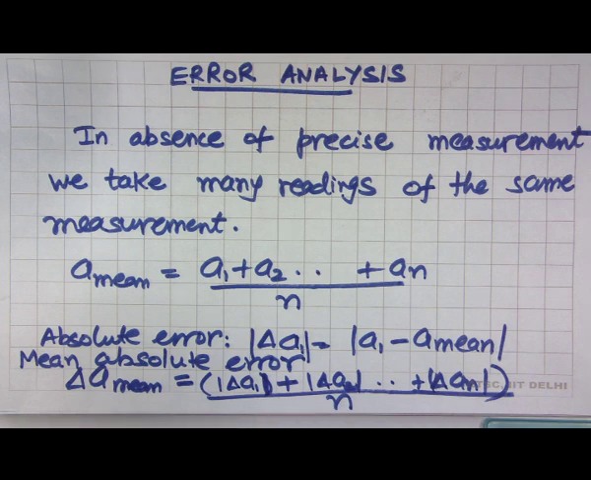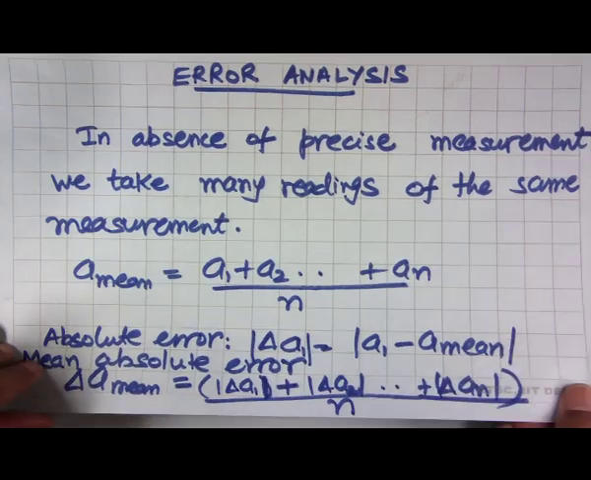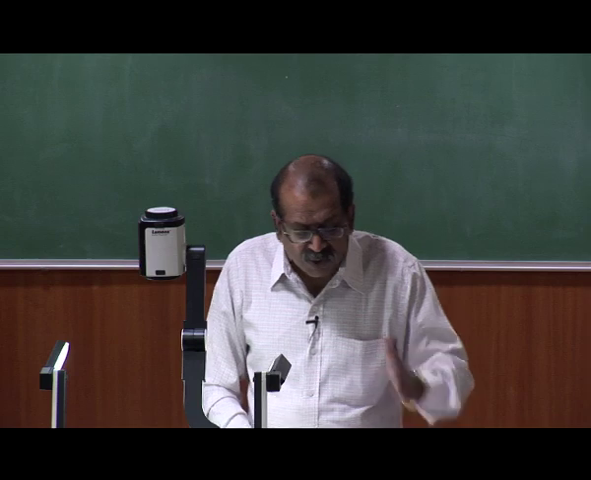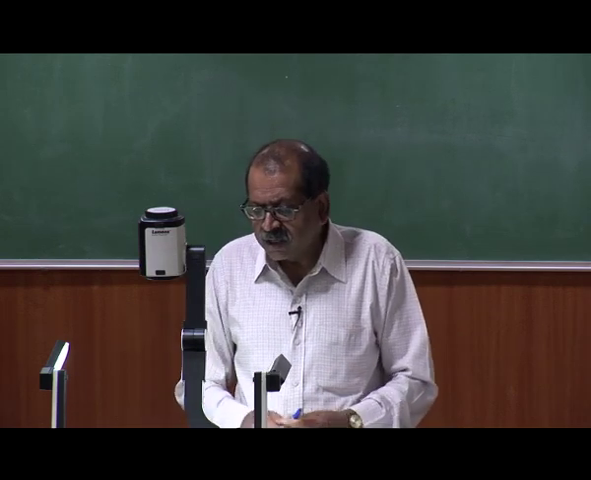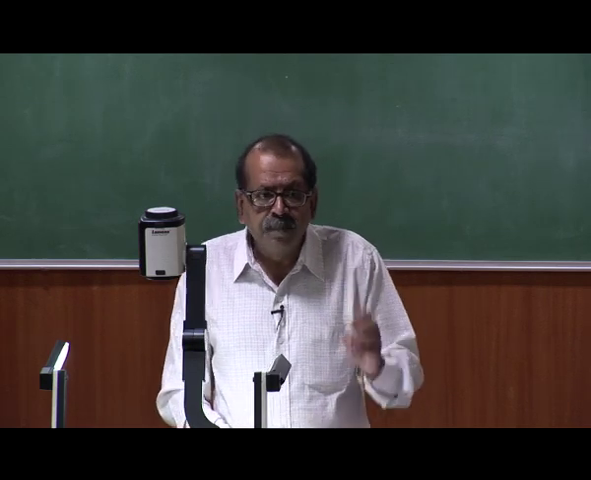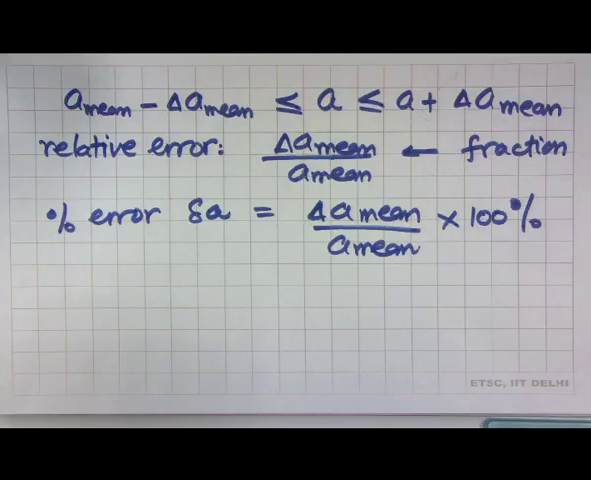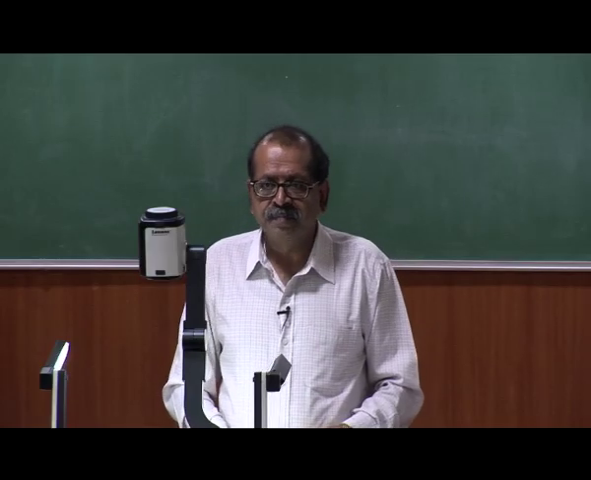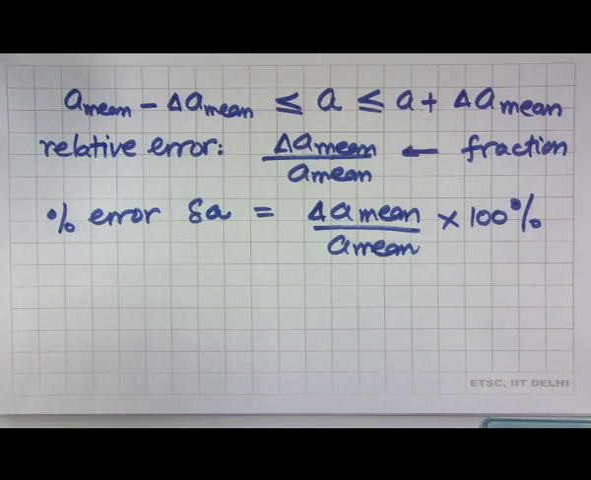Then for each of these measurements we can find the absolute error, and we can take the mean of all absolute errors, which we call delta A mean, and that, as we have seen, is given by the sum of all the absolute errors divided by the number of observations. Once we have obtained this, we can say that the measurement will lie between A minus delta A mean and A plus delta A mean, which means delta A mean, the mean absolute error, gives us the range in which we can expect the measurement to lie. Based on this, we define a relative error, which is equal to delta A mean divided by the mean.